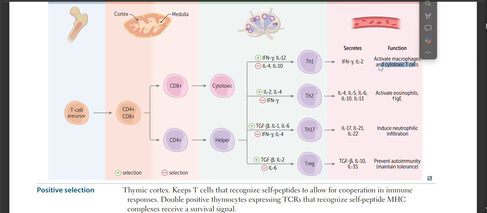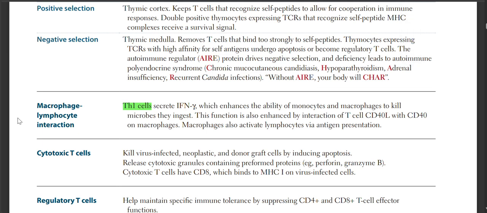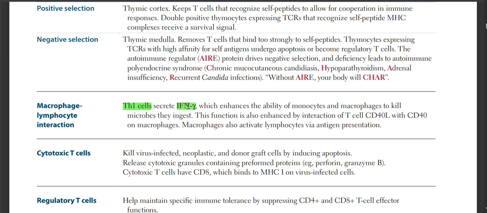And then what other name do we have for cytotoxic T cells? CD8. Yes, CD8 T cells. So all of these are different subtypes. So you have Th1, Th2, Th17, and T regulatory. So Th1 is the subtype which gives you macrophages and cytotoxic T cells, which are CD8 positive T cells. So what happens is these Th1 cells secrete a molecule called interferon gamma, and interferon gamma then allows the activation of macrophages and monocytes.